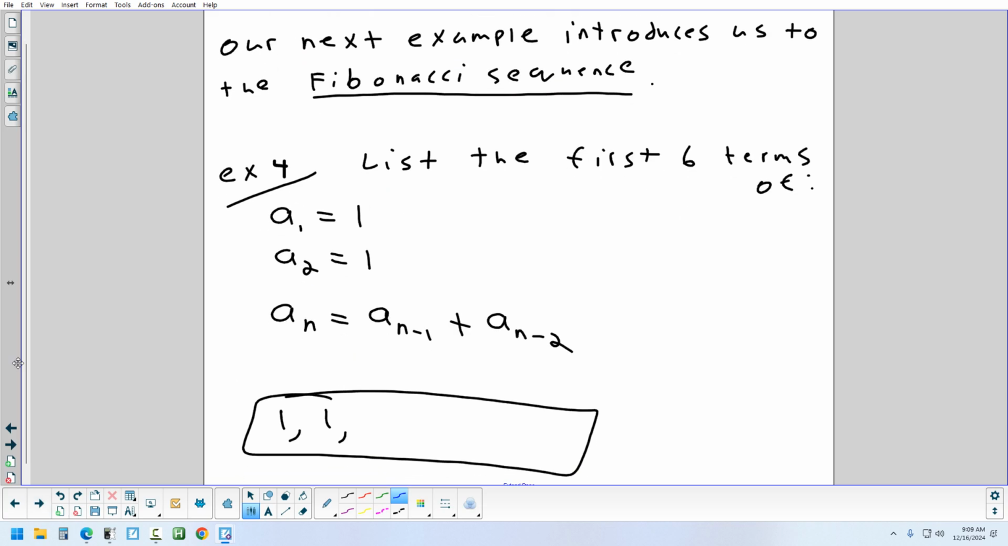All right, let's look at this sequence. This sequence is called the Fibonacci sequence. It's probably the most famous recursive sequence that there is. And what do you notice about this recursive sequence?